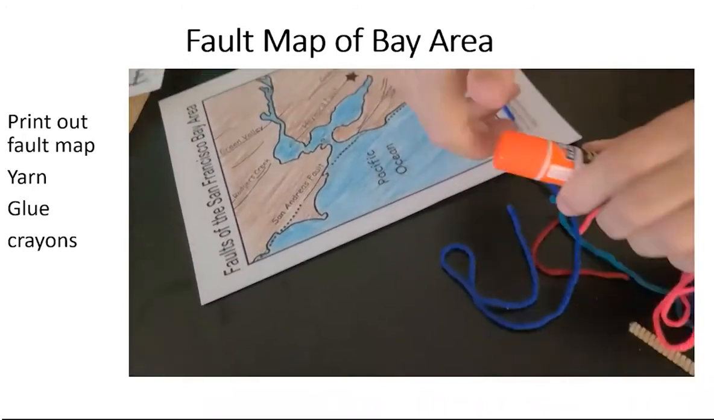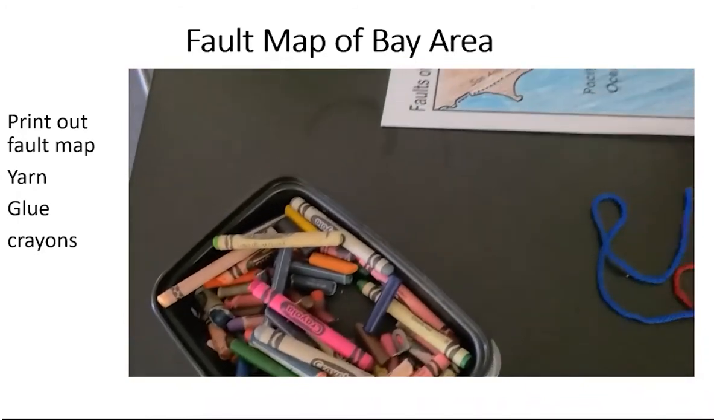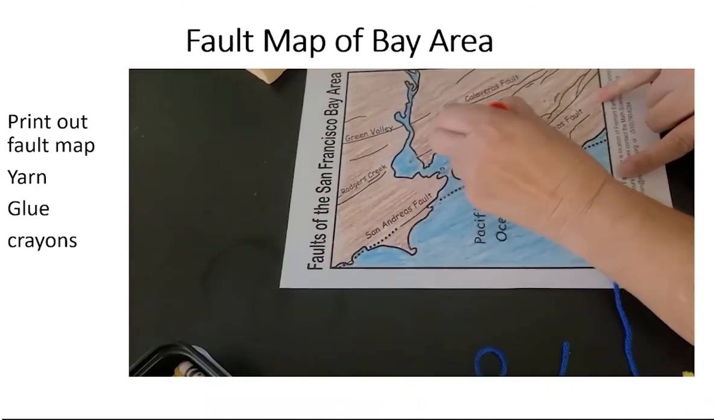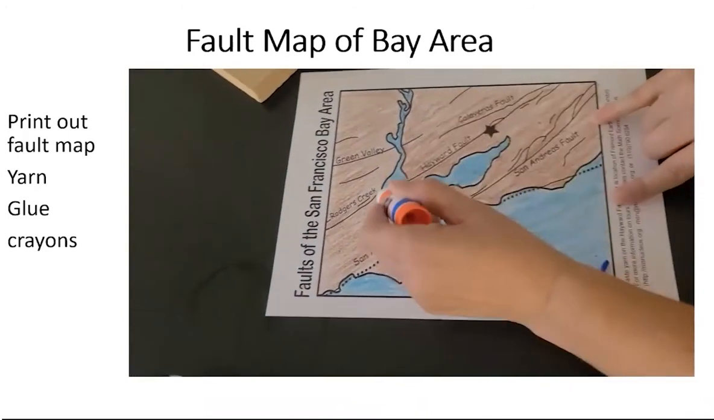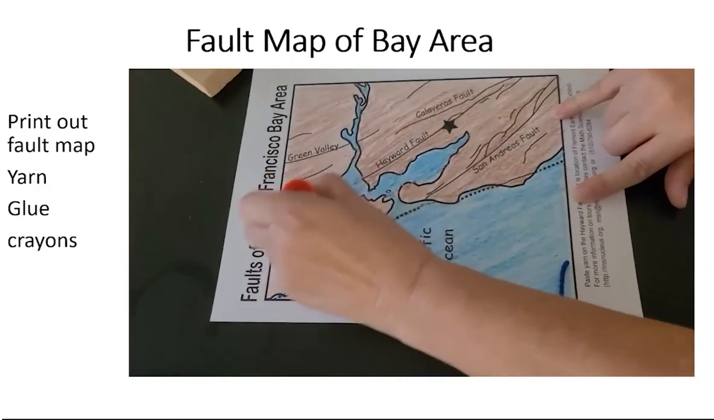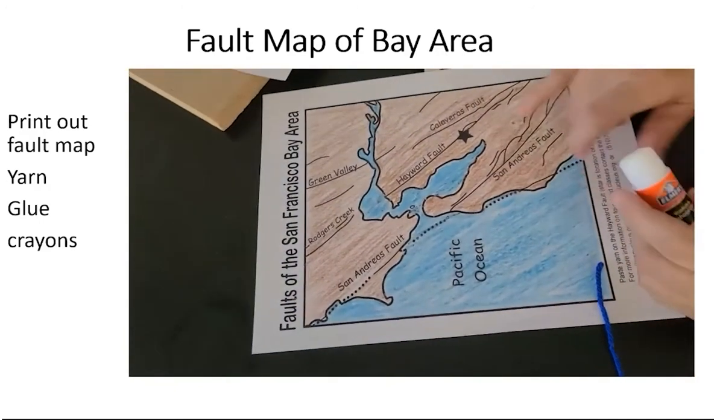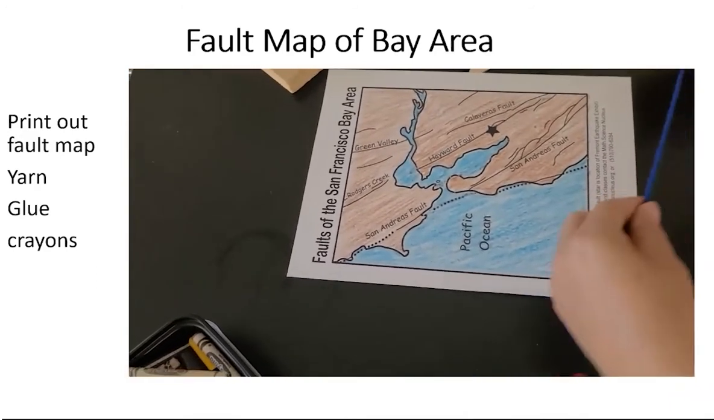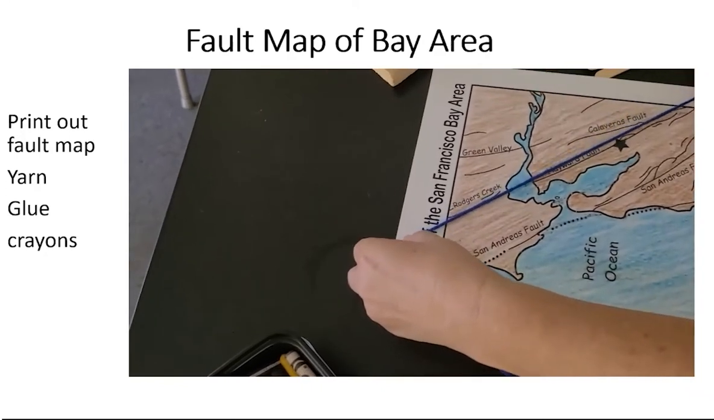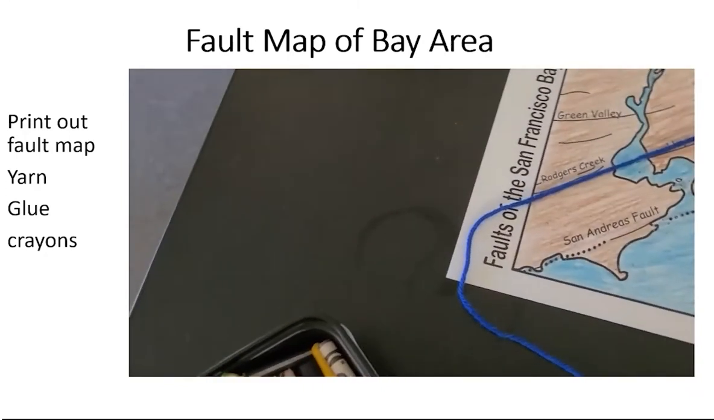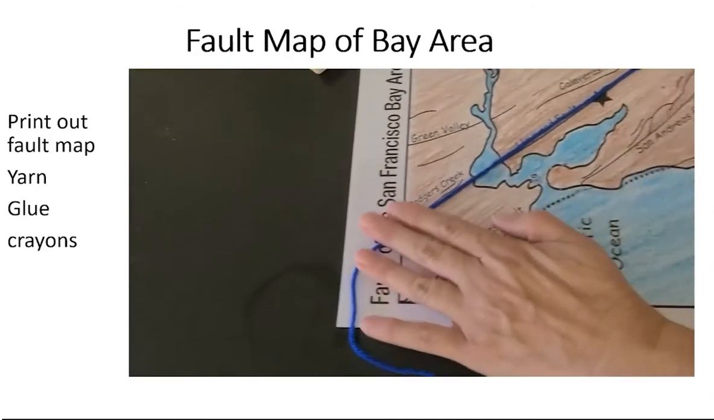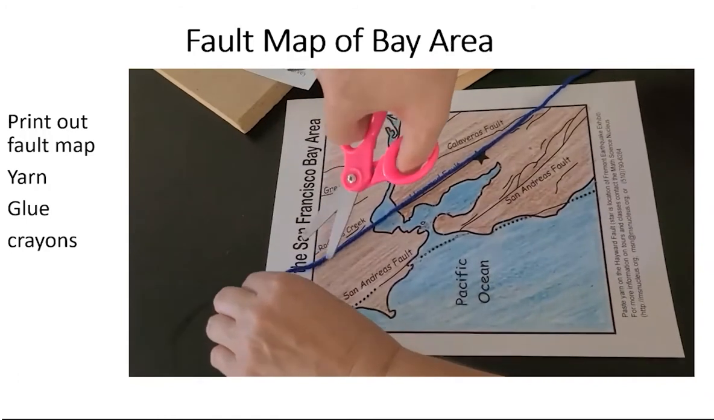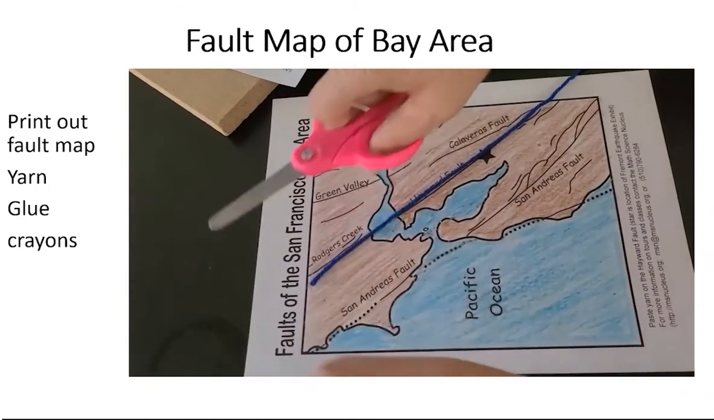Then all you're going to do is use a little bit of a glue stick, and you're going to put some glue right along this part here. You guys know what this star is? The star on this map is for Fremont. So this is Fremont if you live in Fremont. Now I've got my glue all along the Hayward Fault, and now I'm just going to put this yarn right there on top. If my yarn is a little long, you can trim it off if you want to, or you can leave it. That's up to you.